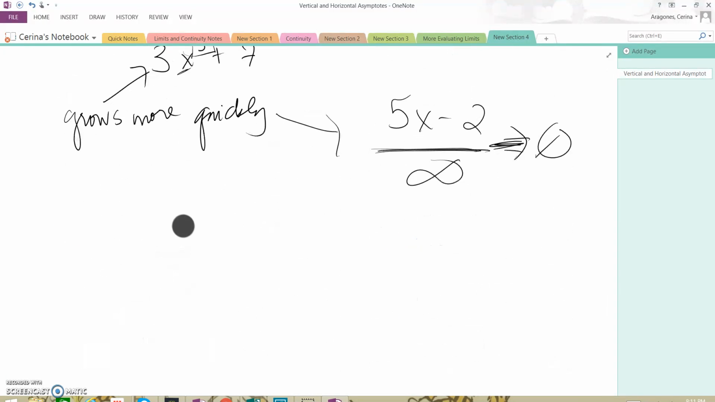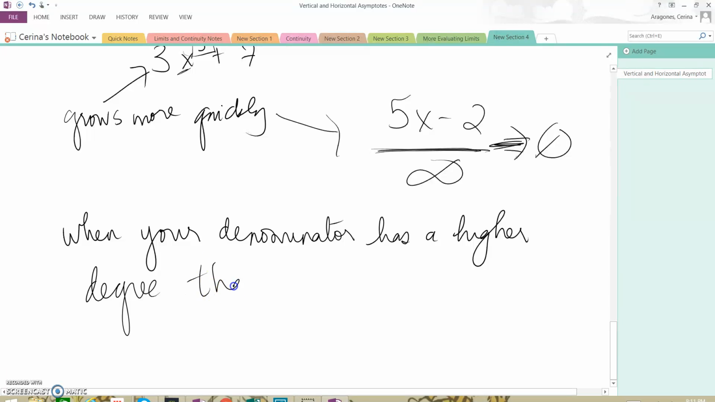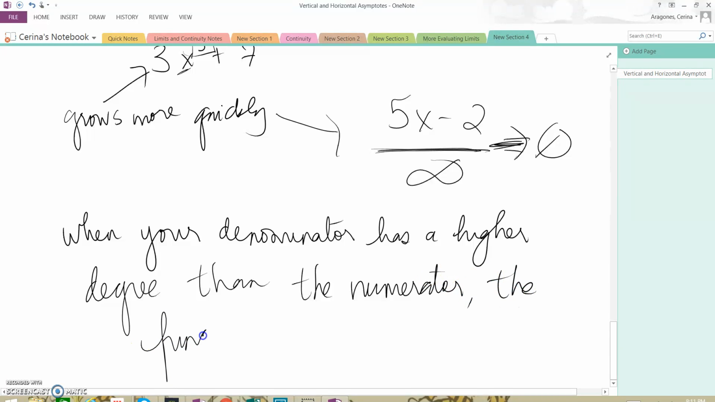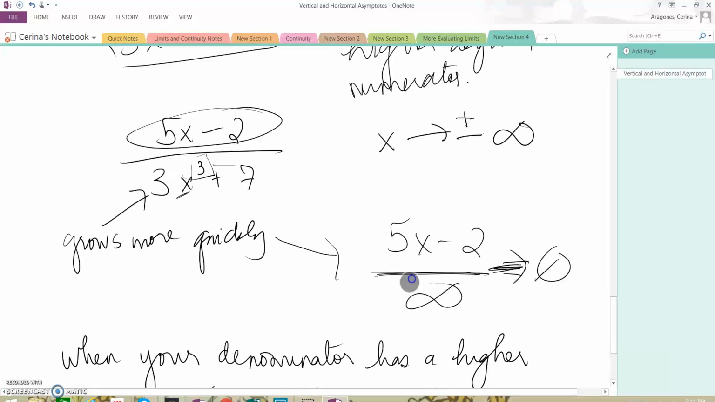So whenever you have a denominator that has a higher degree than the numerator, your horizontal asymptote is equal to 0. So when your denominator has a higher degree than the numerator, the function's horizontal asymptote is y equals 0.